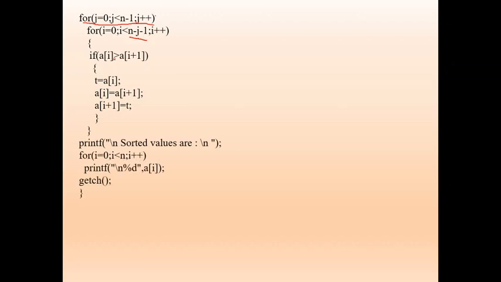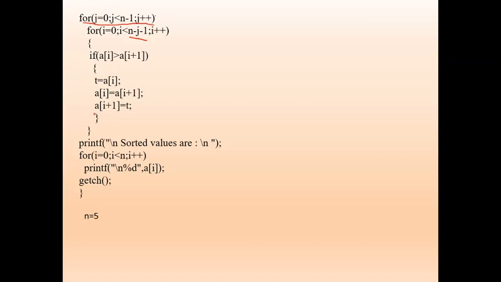If A of I is not greater than A of I plus 1, for example, A of 0 is 2, A of 1 is 3, they are in the correct order. So don't change. If the elements are in the correct order, don't change. If they are not in the correct order, then interchange their positions. After completion of these loops, you will print the sorted values.